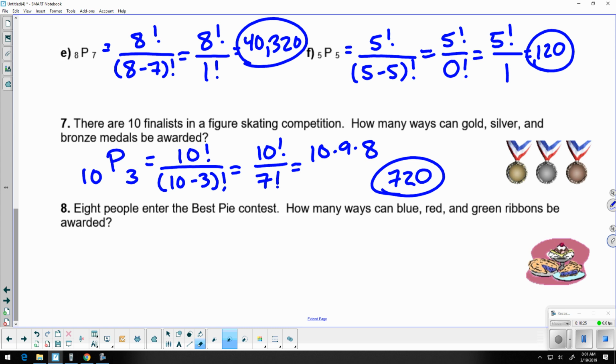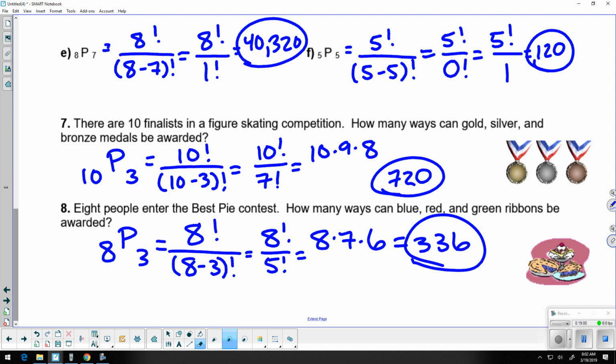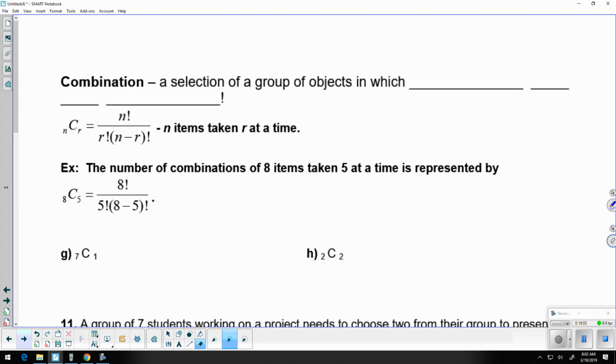Okay, so for the next one, 8 people enter the best pie contest. How many ways can the blue, red, and green ribbons be awarded? So once again, we're talking about placing in a competition. There's 8 total people, and we're choosing the top 3 basically. So that's 8 factorial over 8 minus 3 factorial. So 8 factorial over 5 factorial again. 8 times 7 times 6. I'm going to stop there because I know from 5 and on it's just going to cancel with 5 factorial. So if I just multiply 8 times 7 times 6, it should come out to be 336. That's my final answer.